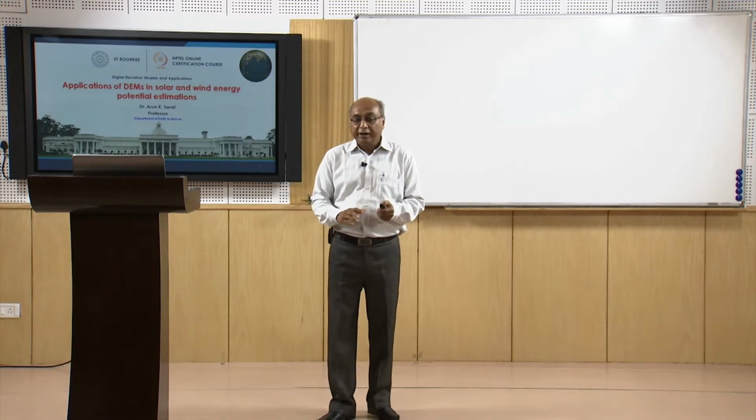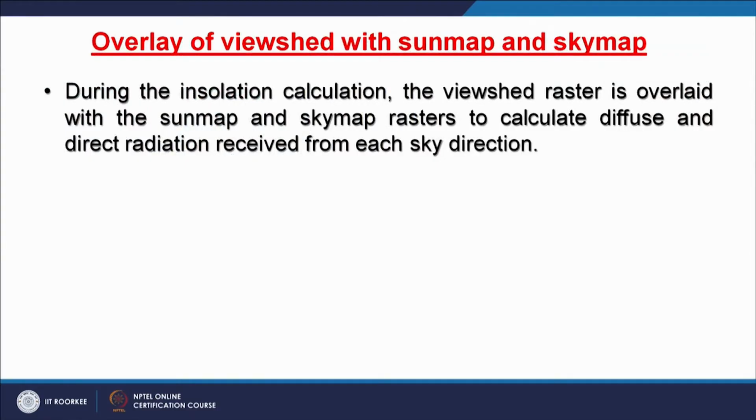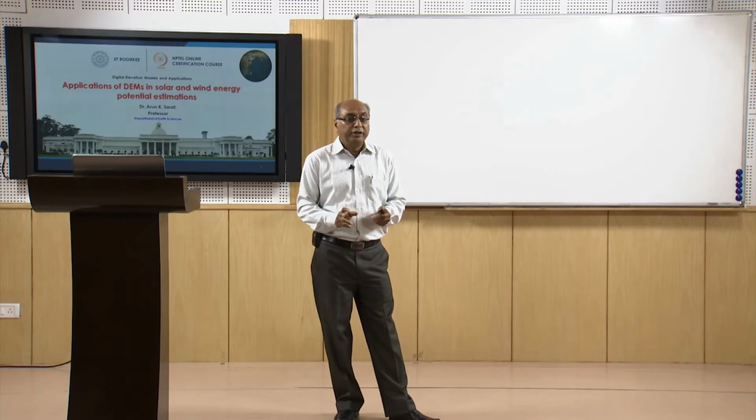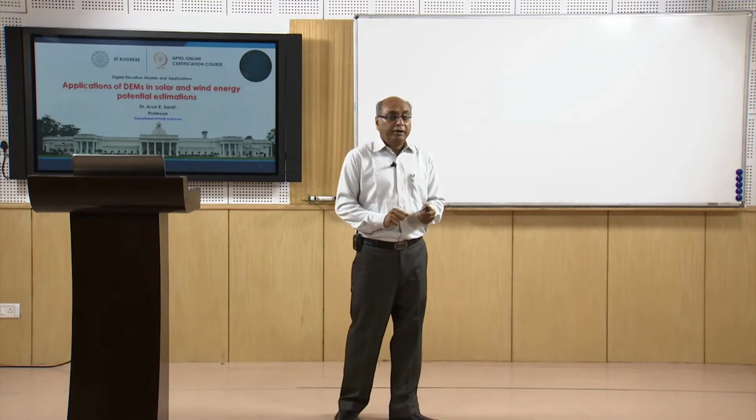Now it's overlaying time. So, overlaying the viewshed with the sun map and sky map: during the insolation calculation, the viewshed raster is overlaid with the sun map and sky raster to calculate diffuse and direct radiation received from each sky direction. So both types of radiation, diffuse and direct, have come in here.